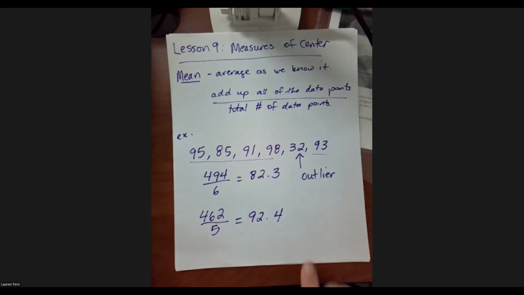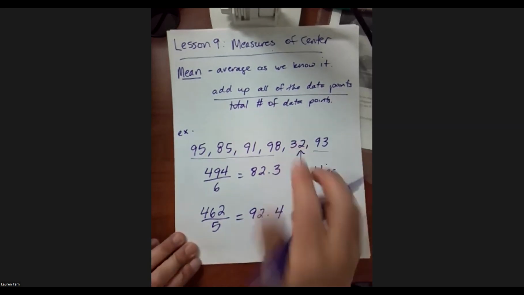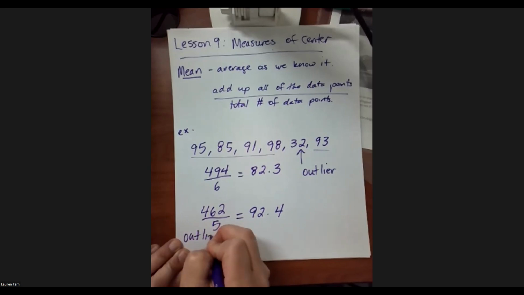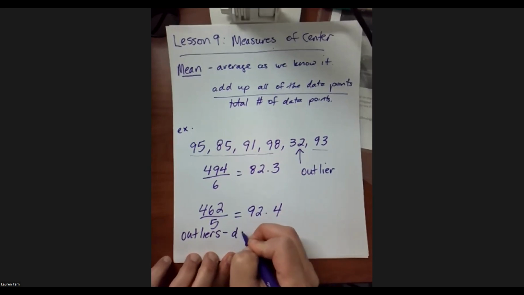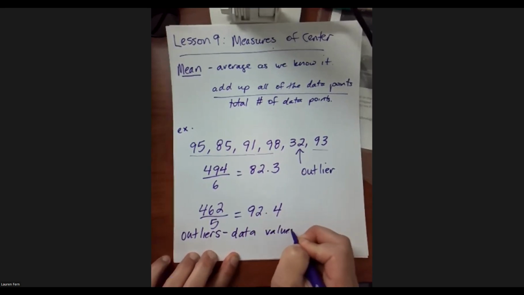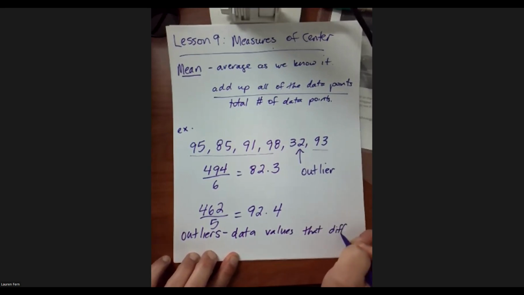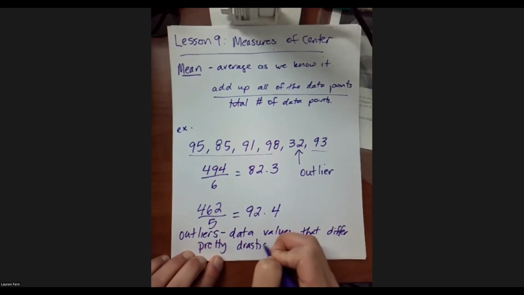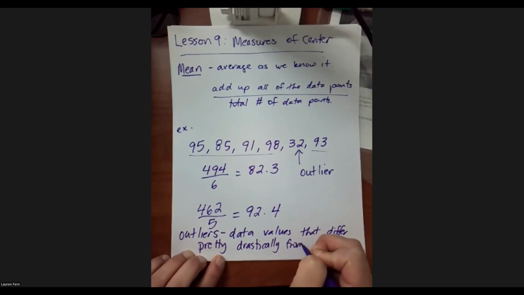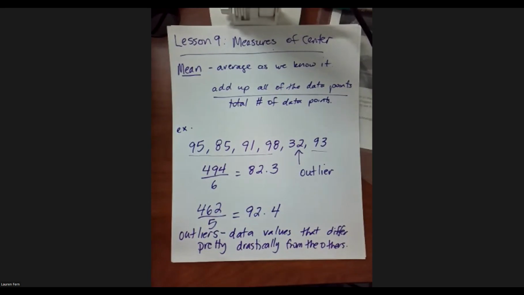So what caused the difference? This outlier. If you want to talk about outliers, loosely put, they're data values that differ pretty drastically from the others. And I really sincerely look at that. Y'all cool with the mean?